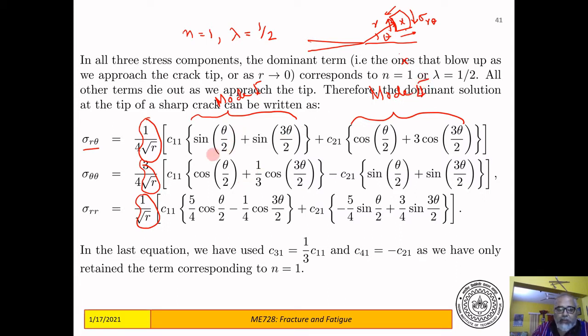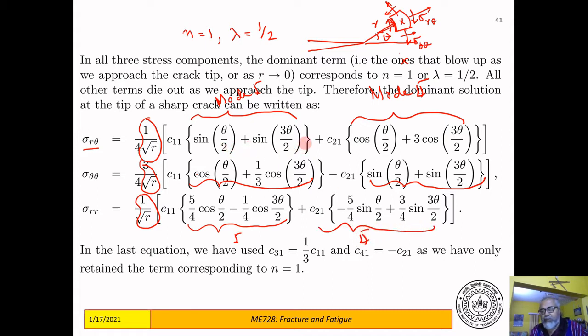In the symmetric case, sigma theta theta, which is this stress, has to be symmetric, has to have the same sign and magnitude at this point and its mirror image. So sigma theta theta, this term is for mode 1 and this term pertains to mode 2. Similarly, sigma rr, which is this stress, has to have the same sign and value above and below the symmetry line. So this is the term corresponding to mode 1 and this is the term corresponding to mode 2.